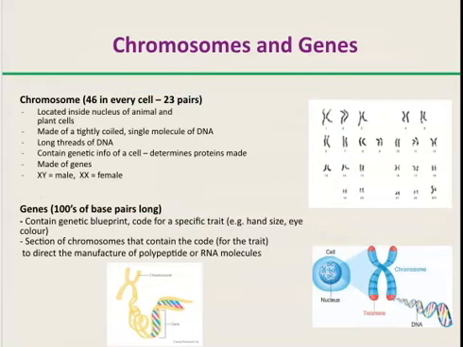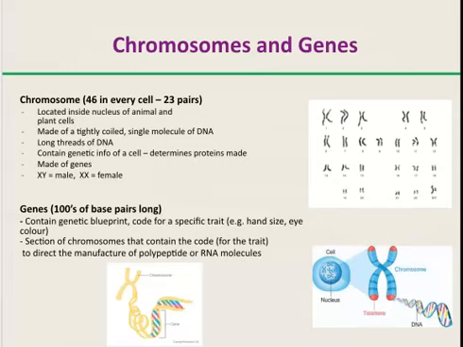Next, let's move on to chromosomes and genes. Within every cell, within the nucleus, there are 23 pairs of chromosomes. They're made of a tightly coiled single molecule of DNA, and they contain the genetic information of the cell, which determines the proteins that are made. On the right there is what's called a karyotype. They have those for all different animals, but this is a karyotype picture of all the different chromosomes within the cell of a human. You get 1 chromosome from your mother and 1 from your father, and there are the 23 pairs there.